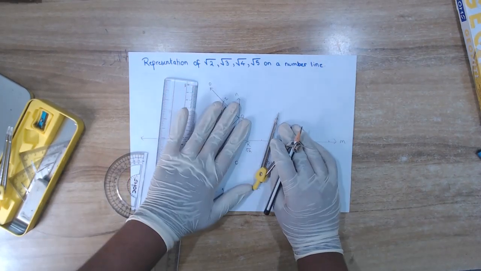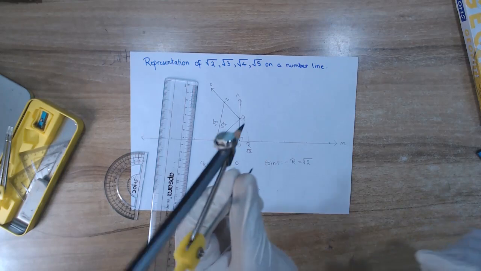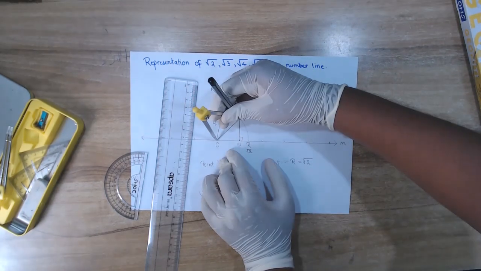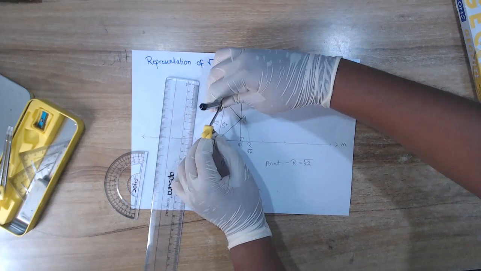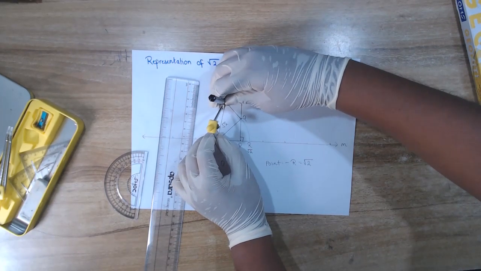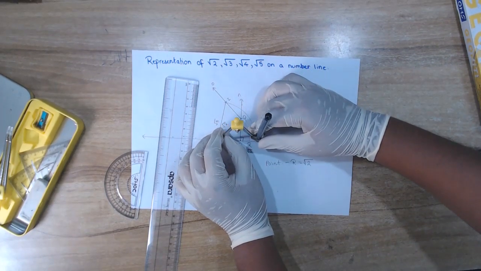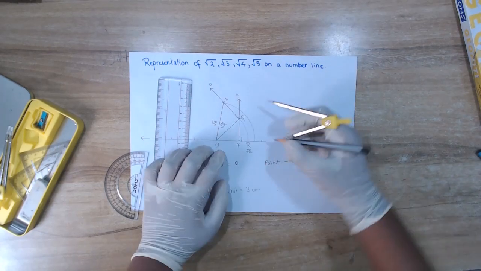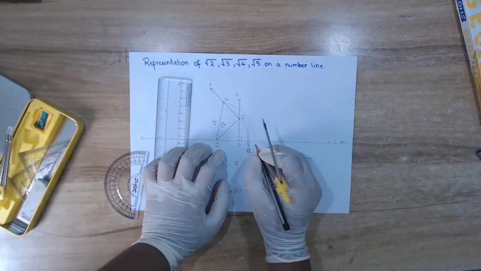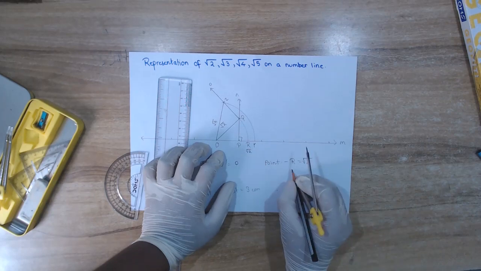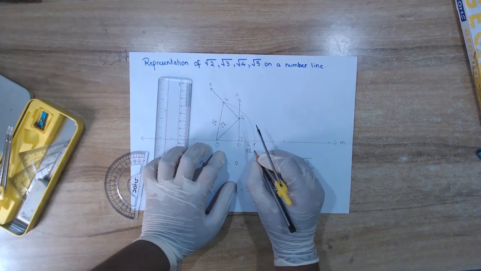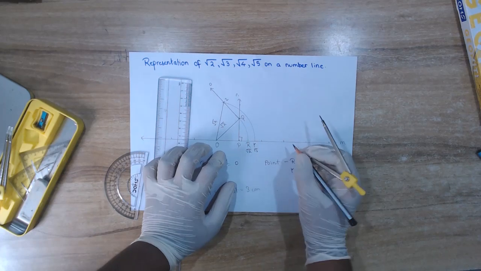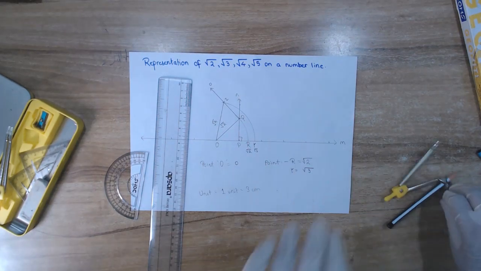Now, as we did in the previous step, we will be putting one end of the compass at point O and the other end of the compass at point Z. Then we'll be cutting the number line. So now let's write this point as point Y. Point Y is equal to square root of 3. We got two of them.